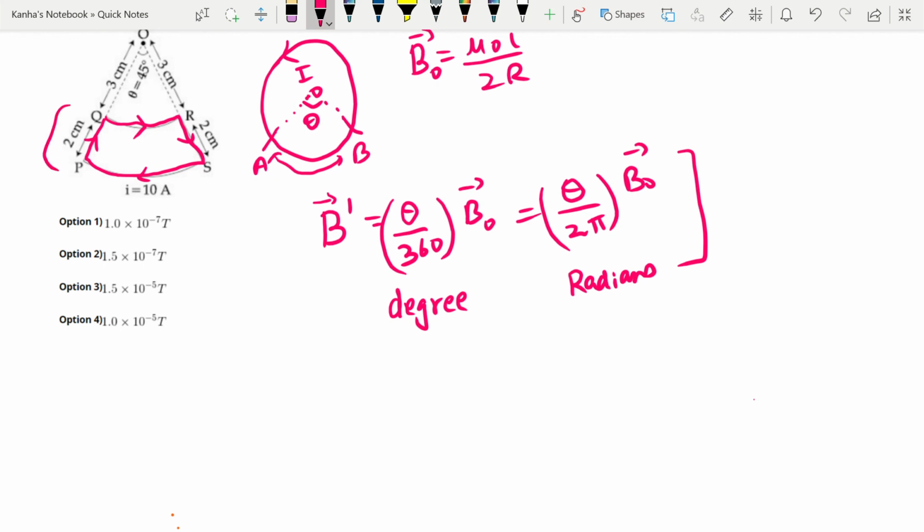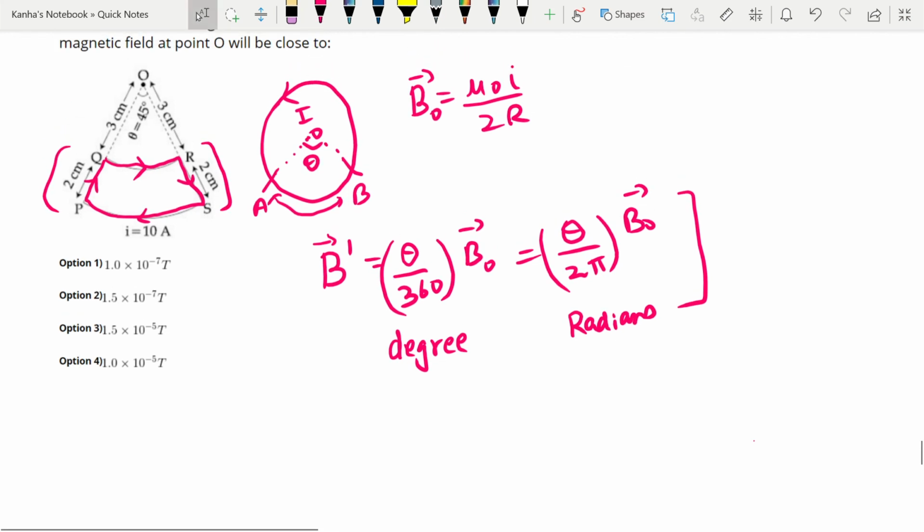For the segments PQ and RS, the magnetic field that these segments induce at the point O is equal to 0. This is because these are straight wires and O lies on the axis of the wires, so the magnetic field component there is 0.